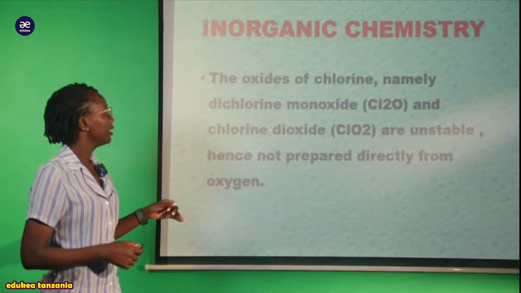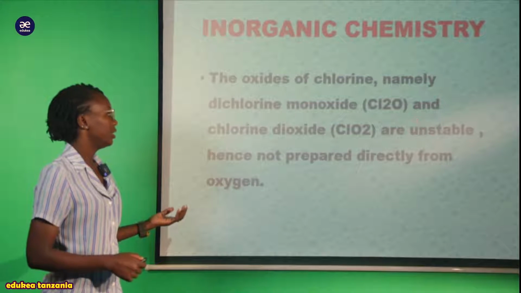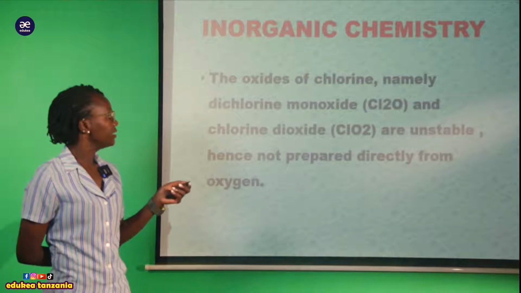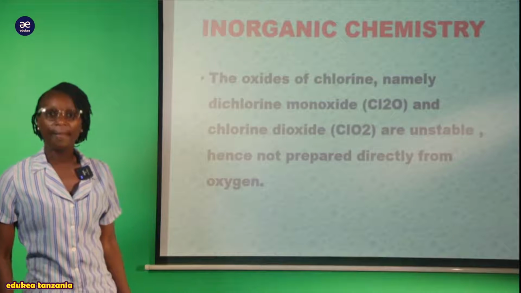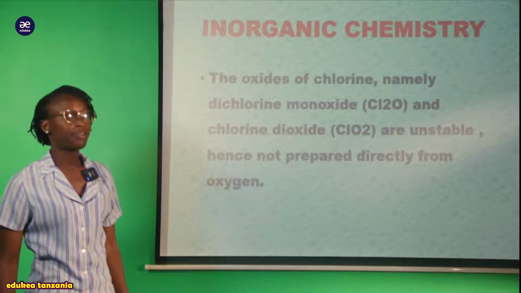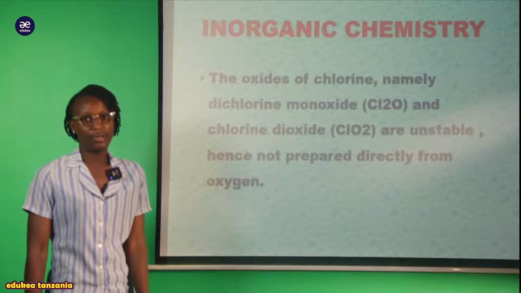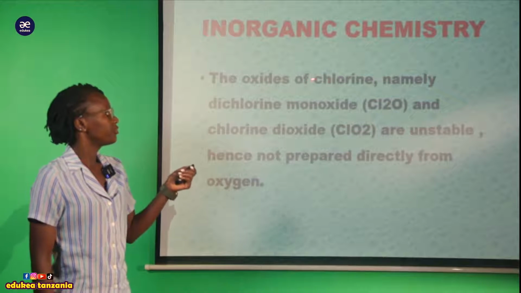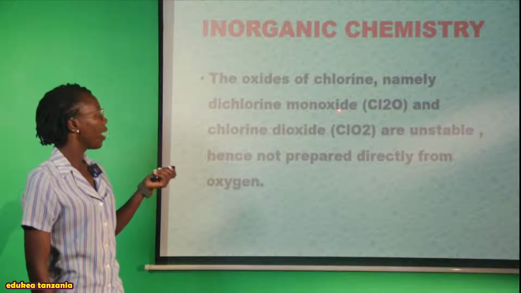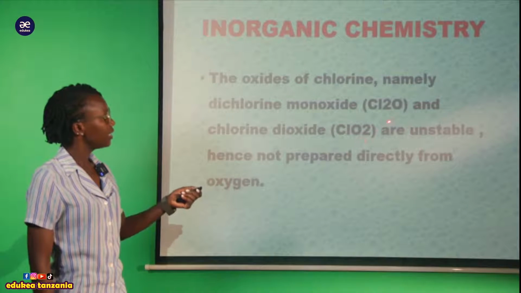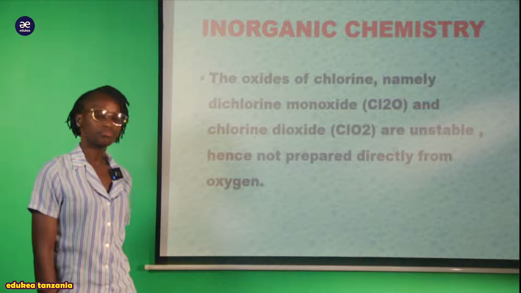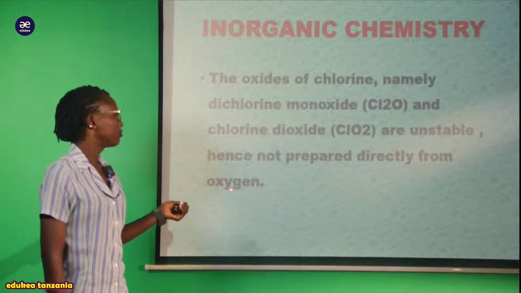Anasema the oxides of chlorine, namely dichlorine monoxide and chlorine dioxide, are unstable. Sasa tunapokuja kuconsider hizi oxide of chlorine, kumbuka tumesema kwamba hizi halogen zina react with the air or oxygen to form the oxide compound. Sasa tumeangalia mfano kwenye fluorine, lakini anakuja kusema kwamba chlorine pia ana form oxide, lakini oxide zake zina maelezo. Anasema kwamba namely dichlorine monoxide and chlorine dioxide are unstable, hence not prepared directly from oxygen.